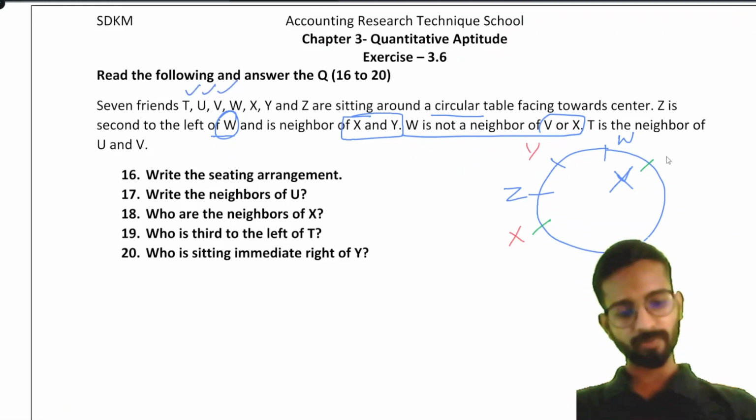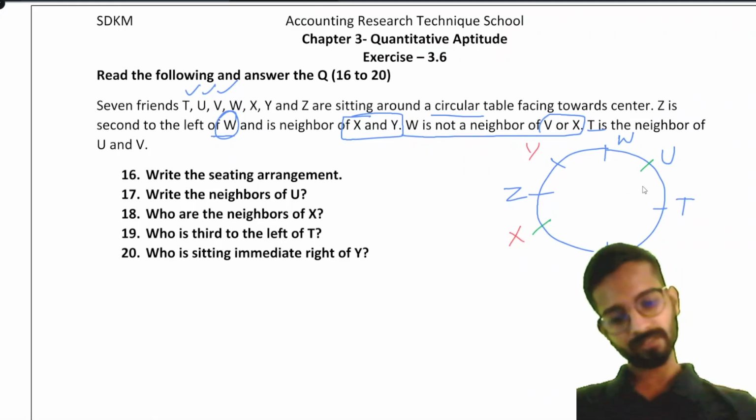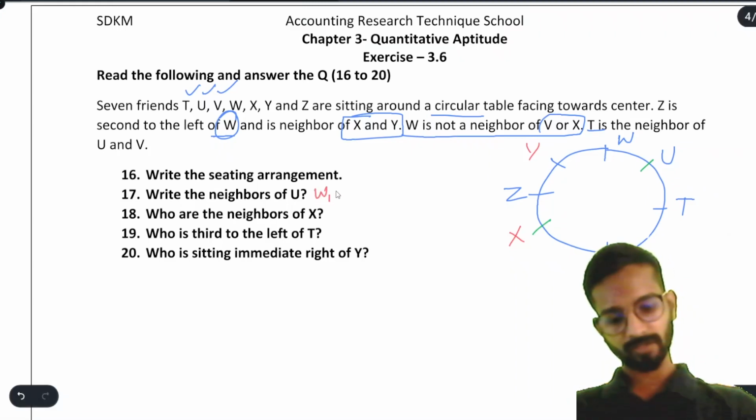We know V cannot appear here. And T is the neighbor of U and V. So, if T is here, and it is neighbor of U and V, V cannot appear here. So I will write here U and this will become Y, V. Simple. Now, this is our circular arrangement. Now read the question. Write the neighbors of U, W and T.